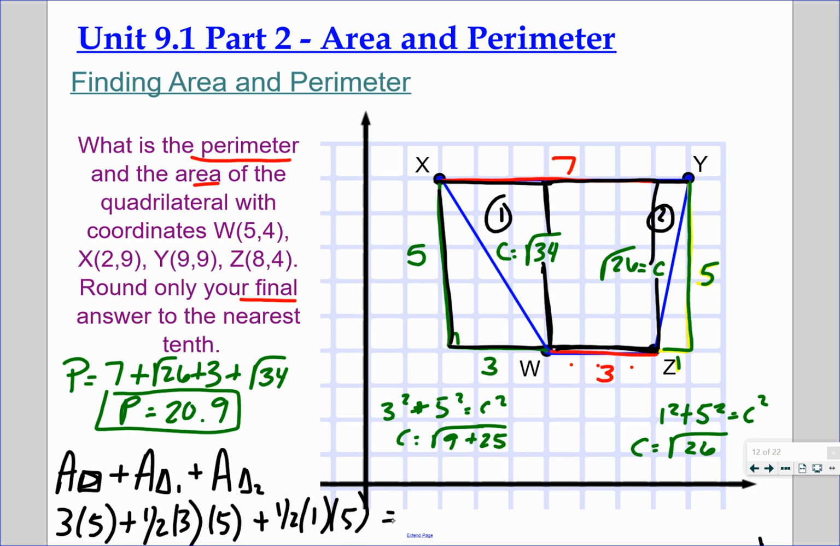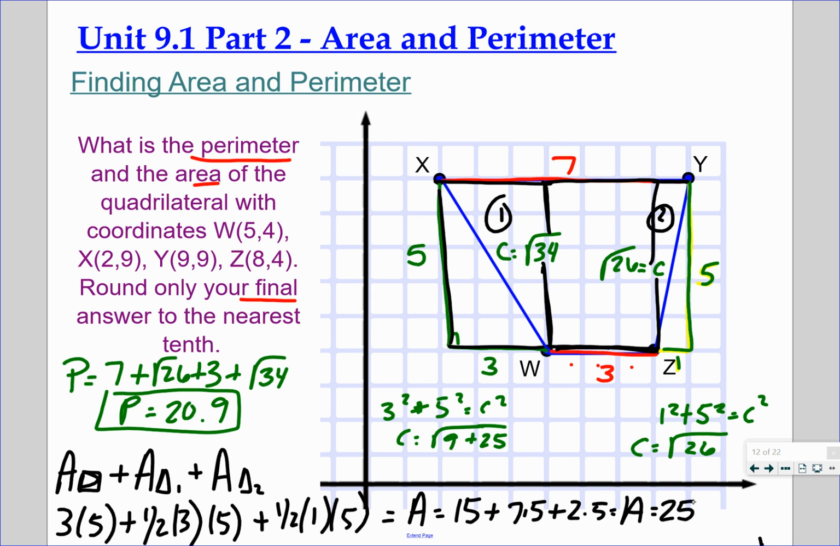So our total area, 3 times 5 is 15, plus half of 3 would be 1.5 times 5 gives you 7.5, plus half of 1, which is 1/2, and then half of 5 is 2.5. So our total area is equal to, if you put that into your calculator, you should get a total of 25.